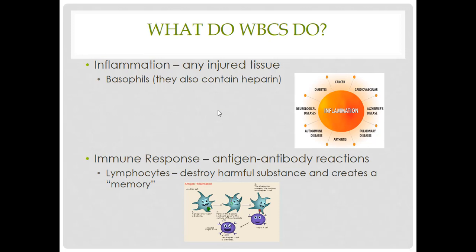It could be from anything. And here we have a picture showing that inflammation is the root cause of a lot of things. It's actually a root symptom. It's the first thing that alerts us that there's something wrong. And as we know, some inflammation is very stealthy. It doesn't show itself. For our immune response and antigen-antibody reactions, the lymphocytes deal with this, and they destroy harmful substances, and they create a memory. They remember what they saw before. And in this little cartoon you will see some antibodies being made. They remember the things that they fought off in the past.